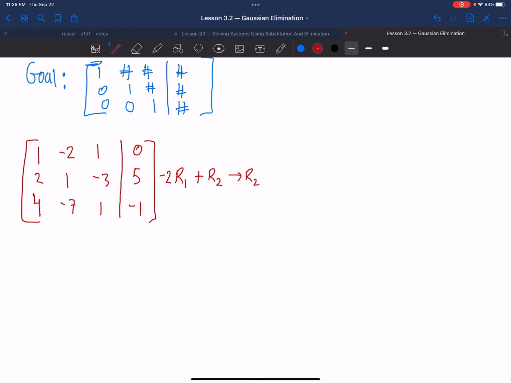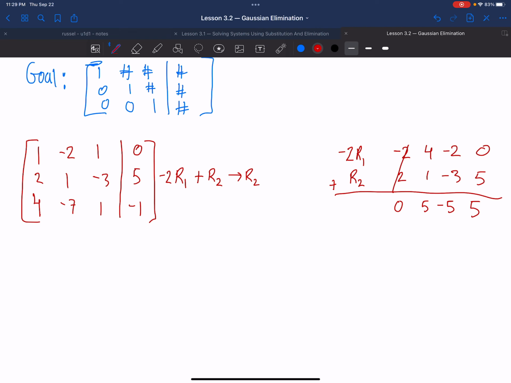So let's do that. Negative 2 times row 1, you're going to be looking here. Multiply that top row by negative 2. You get negative 2, positive 4, negative 2, 0. And then row 2 is beneath, and we're just going to copy that and add. And now those cancel, and I'm left with 0, 5, negative 5, 5.